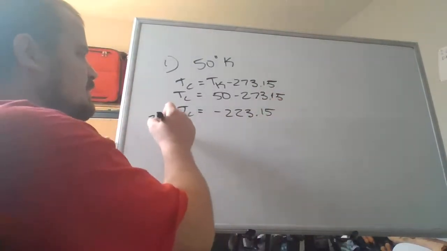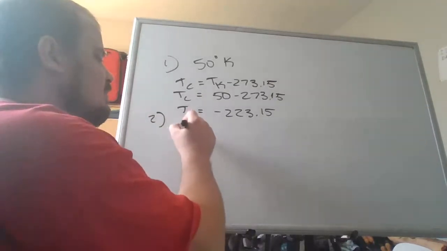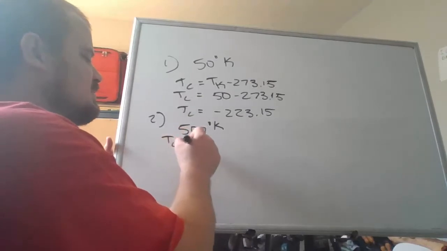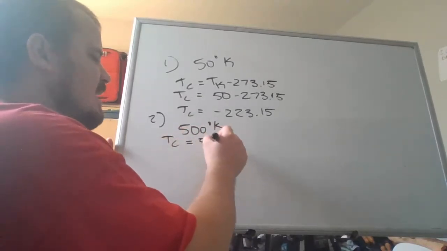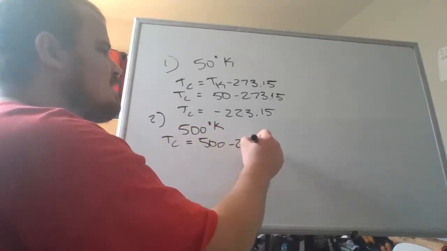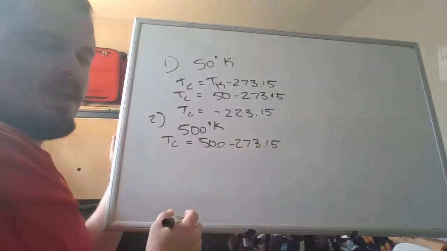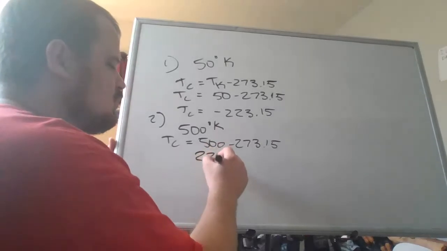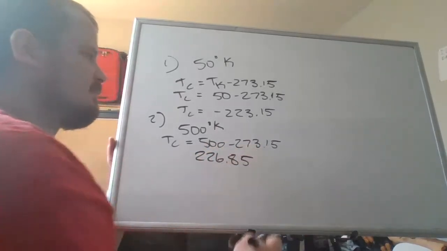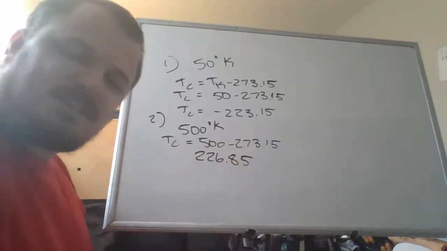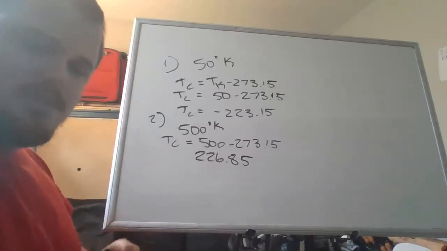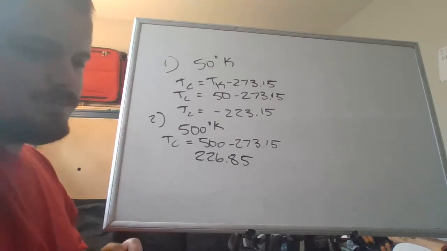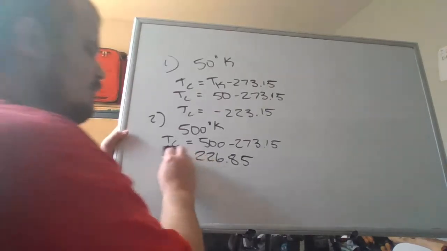For number 2, this time we're going to have 500 degrees Kelvin. So temperature in Celsius is going to be 500 minus 273.15. And this time when we do that, we should end up with 226.85 for our answer. Okay, so that's how we do 1 and 2. Make sure you got that. You can press pause if you need to look over this and double check yourself. And now I'm going to move on to how we're going to do 3 and 4.